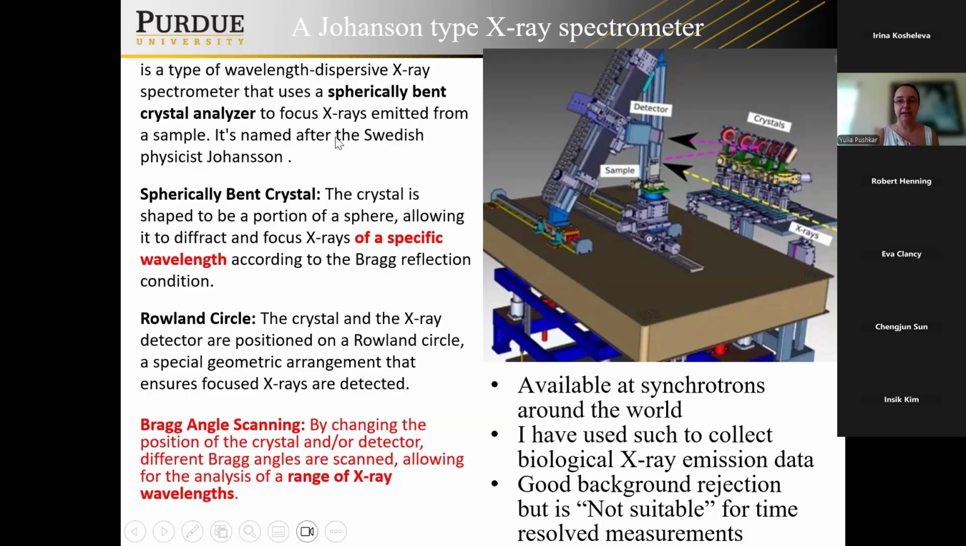So basically, the Johansson type spectrometer involves spherically bent crystal analyzers, and they focus X-rays of specific wavelengths emitted from the sample. As you see here, there is a sample, and a detector can be above or below the sample. If you fix this angle, the purple angle, you're reflecting only one energy within about a 1 eV bandwidth. So the energy resolution of this kind of spectrometer will be approximately 1 eV. And then to reflect another energy, like plus or minus 1 eV, you have to change this angle.